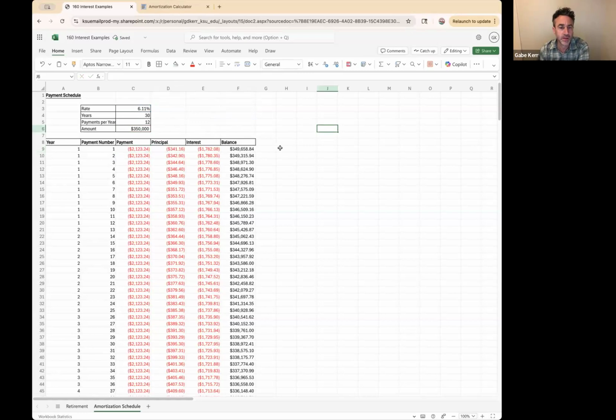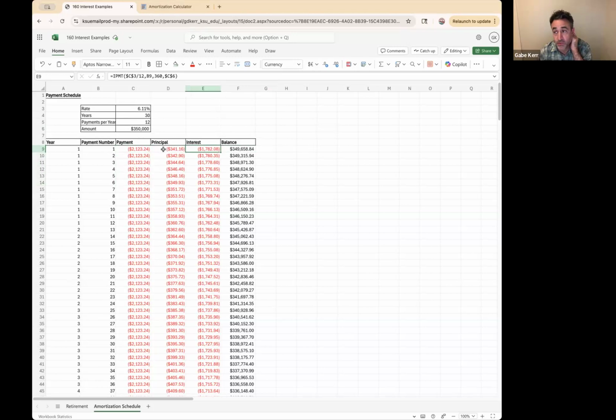But the amortization schedule does a bit more than just produce the payments. It also will give you how much you're paying in principal and how much you're paying in interest. Now, what does that mean? That means that of this payment that's listed here, of the $2,123, how much of that payment for that particular period is going towards reducing the amount that you owe, and how much is going to paying interest to the bank for loaning you the money.